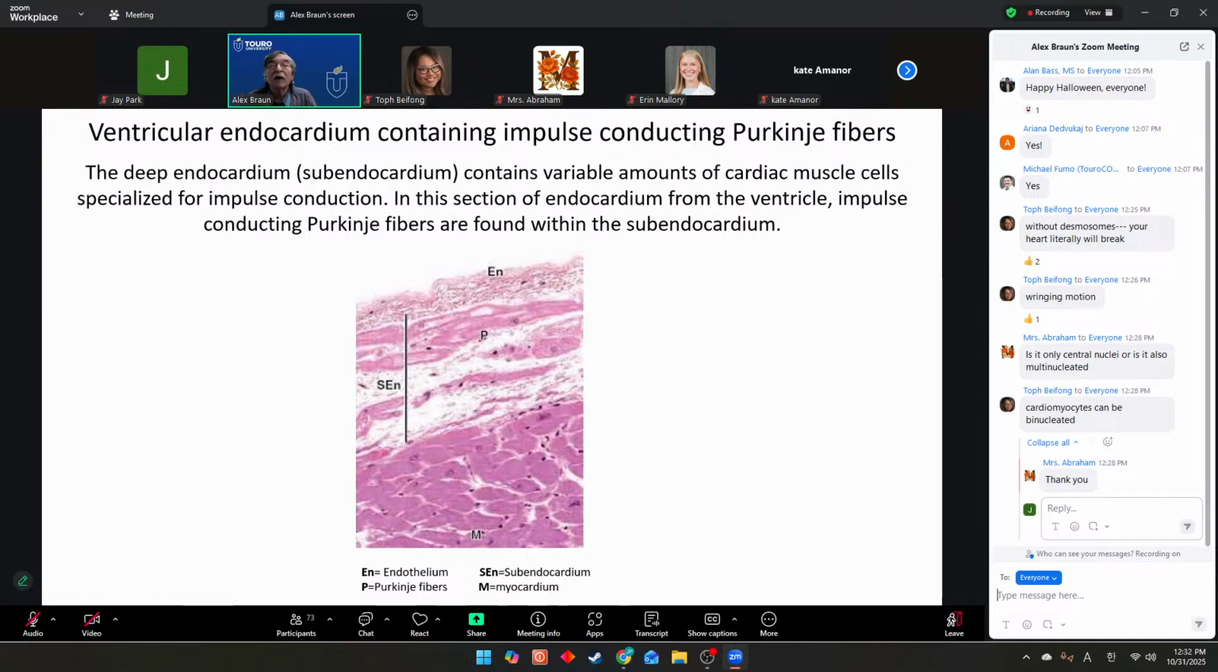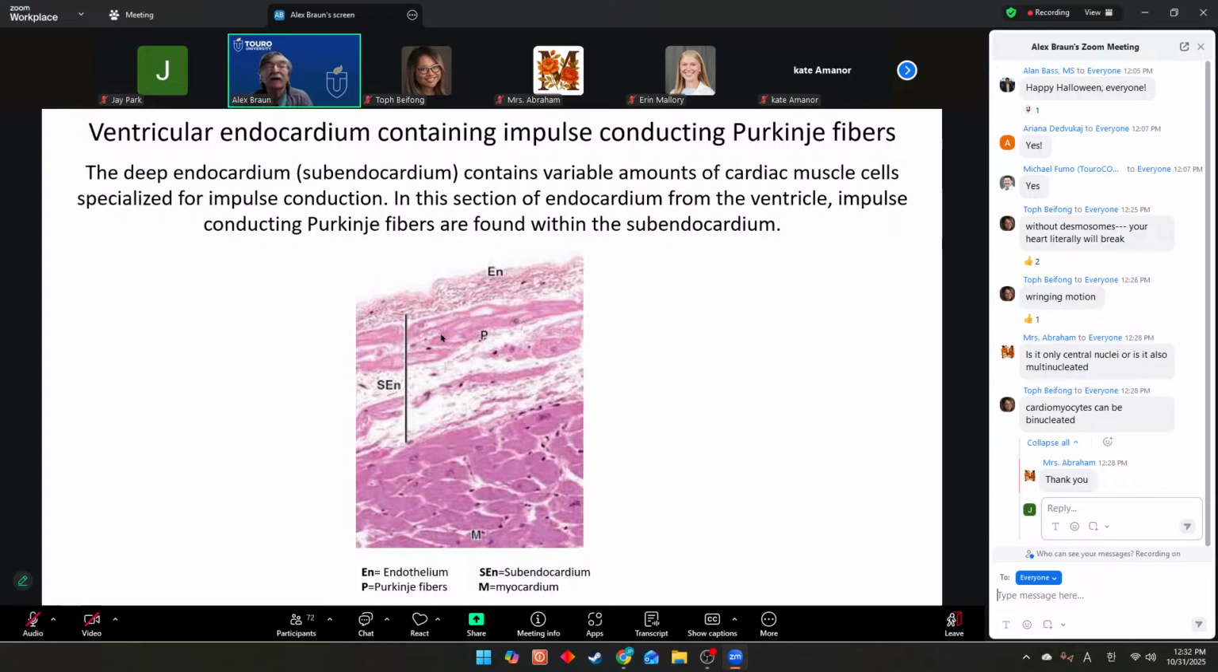Within the subendocardium of the ventricles, you see a specialized form of cardiac muscle cell which conducts the cardiac impulse more than contracts. Its purpose is to conduct the cardiac impulse, not so much to contract. These cells are called Purkinje fibers. These specialized conducting muscle fibers in the subendocardial layer of the endocardium look a little bit different from the typical contractile cardiac muscle cells of the myocardium. How do they look different?